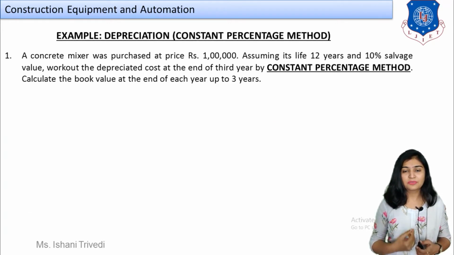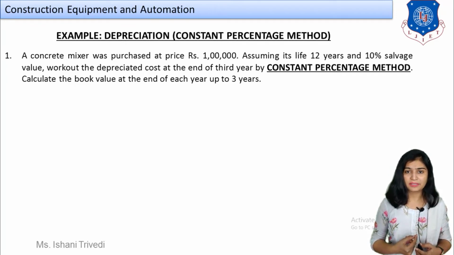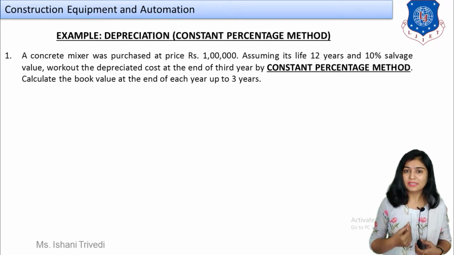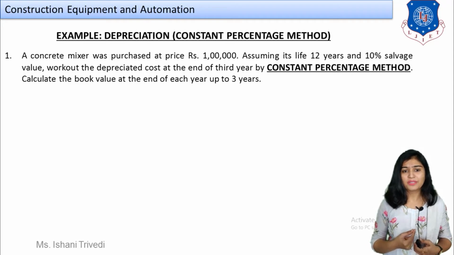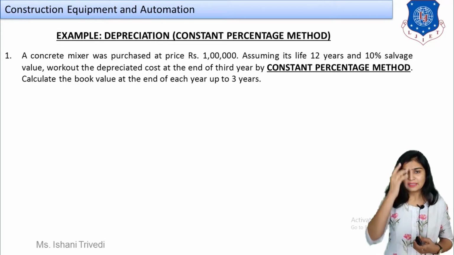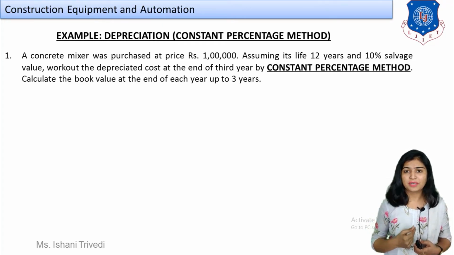So let us find out with the help of an example how you will calculate the constant percentage method. So students, let us read the data first. Let us try to understand. I think by reading the data, as in the straight line method, it is going to be helpful to you to interpret what data is given over here. So the data says that a concrete mixer was purchased at a price of rupees 1 lakh. So we have equipment over here, right? And that was purchased at 1 lakh rupees. Next, assuming its life to be 12 years.